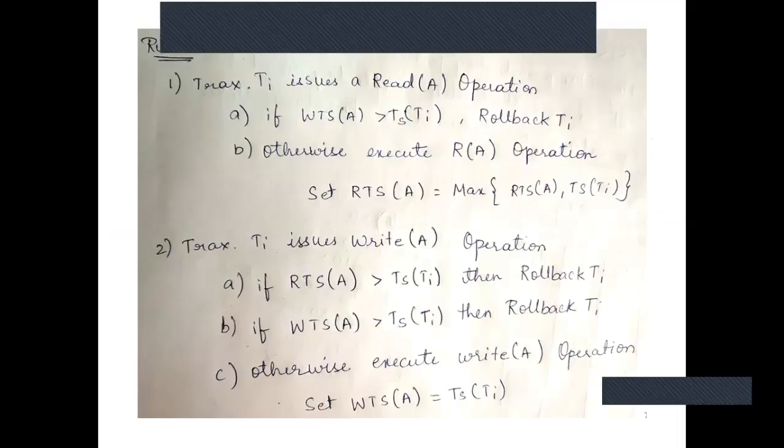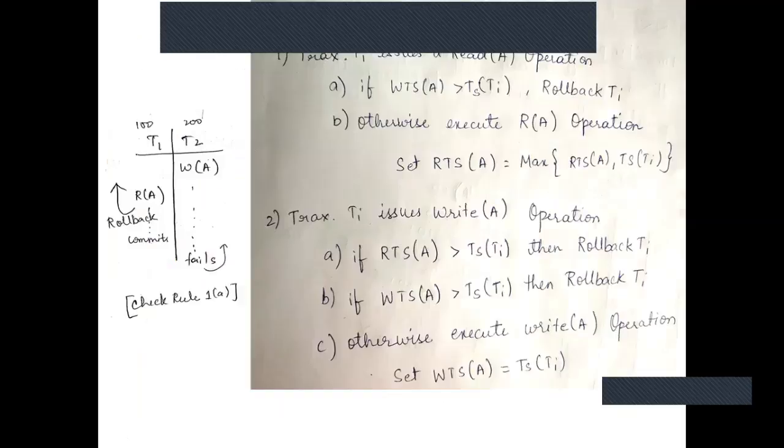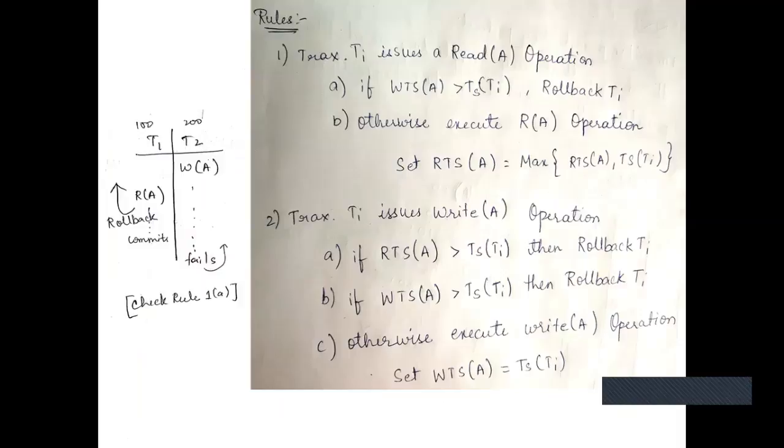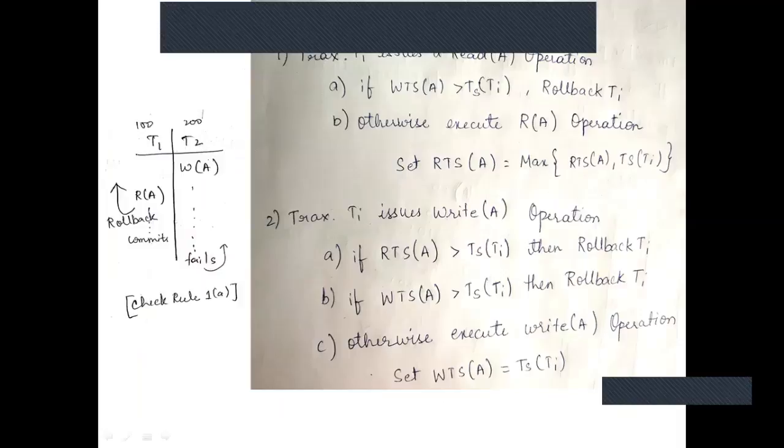Now let us come back here. Here we have the rules, and it is best to see them like this. Suppose let me take this example, transactions T1 and T2, where the timestamp of T1 is 100 and the timestamp of T2 is 200. First T2 is writing to a value A, whereas T1 is reading the same value which is written by T2.